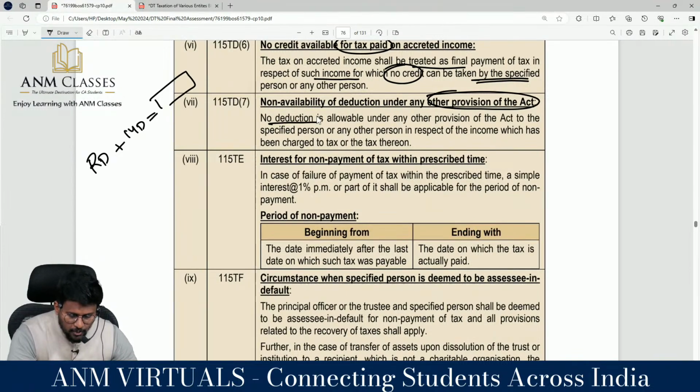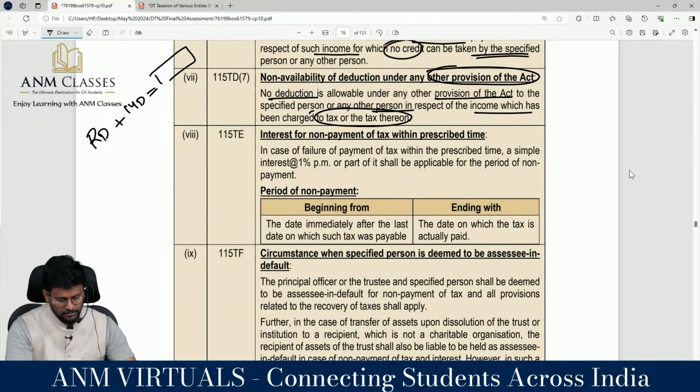No deduction is allowable under any other provision of this Act to the specified person or the other person in respect of income which has been charged to tax or is chargeable thereon. That's it. 115TD is done.